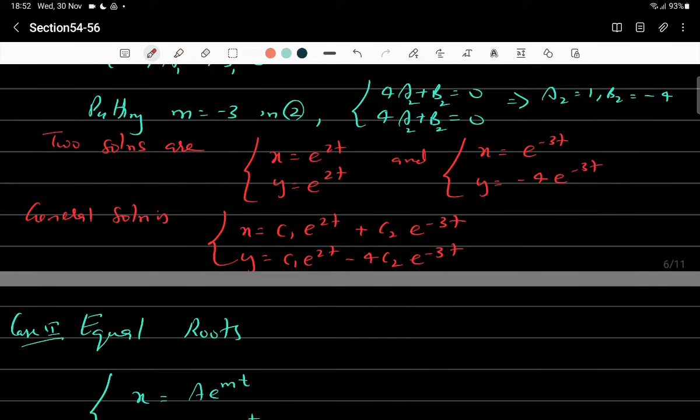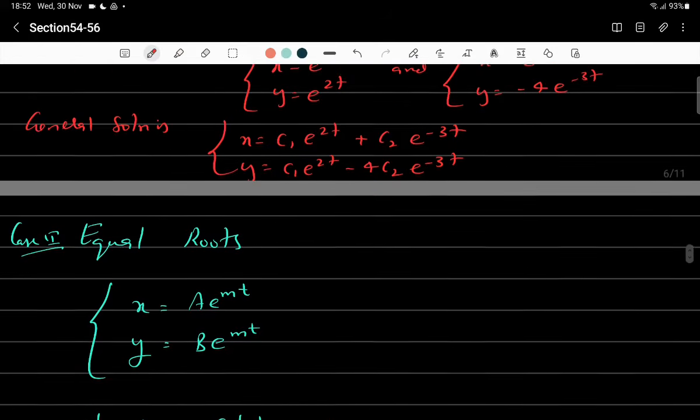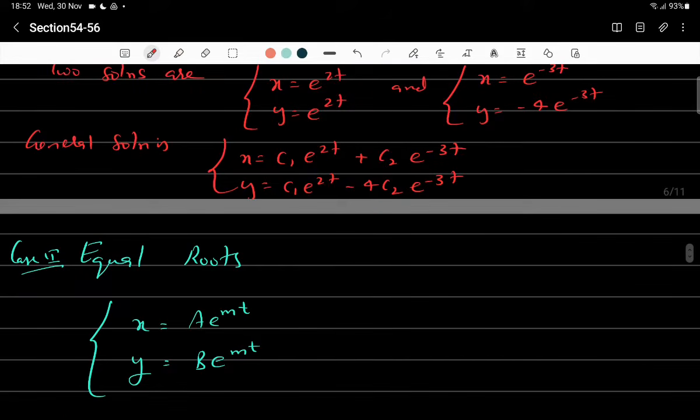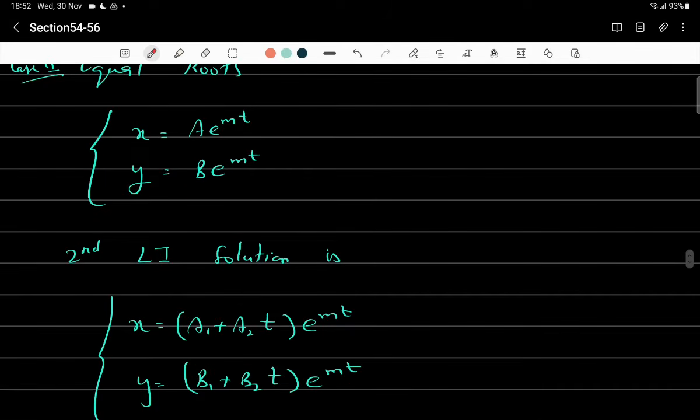Now, in case of equal roots, recall for the homogeneous system of equations, one solution is a e raised to the power mx, and the other one is multiplication of x, so a x e raised to the power mx. So in this case, one solution would be a e raised to the power mt, b e raised to the power mt, and the other solution would look like (a1 plus a2t) e raised to the power mt, (b1 plus b2t) e raised to the power mt.